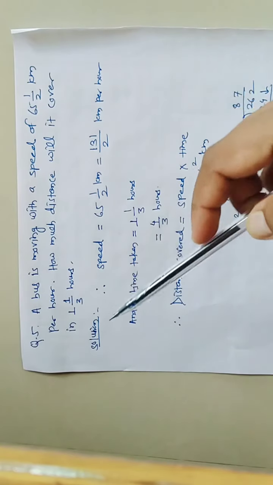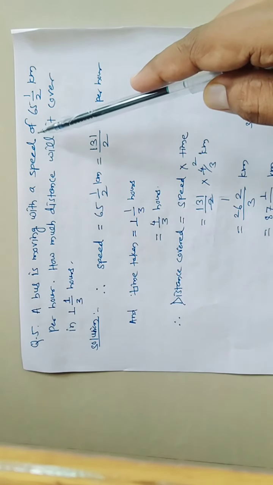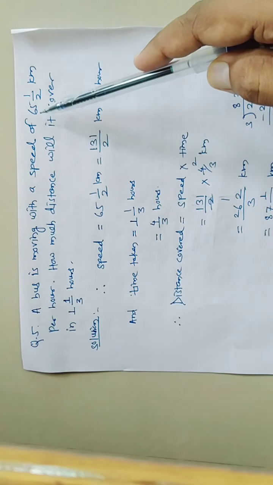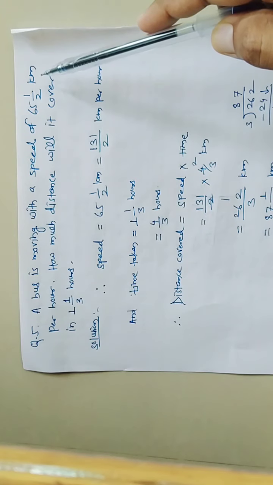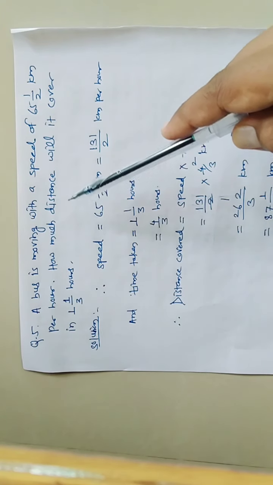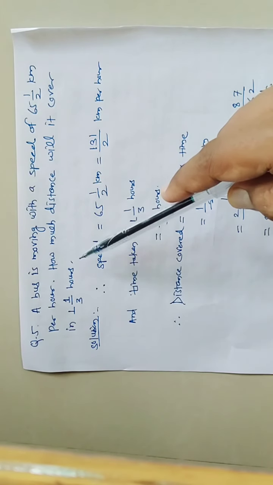Question 5. I'll read the question. A bus is moving with a speed of 65 whole 1 upon 2 kilometers per hour. How much distance will it cover in 1 whole 1 upon 3 hours?